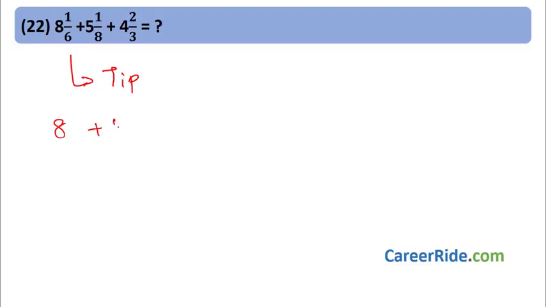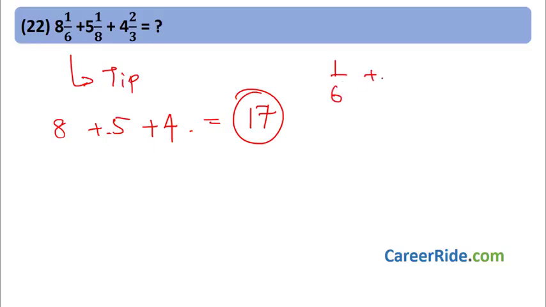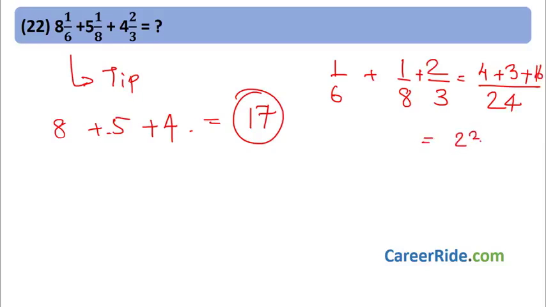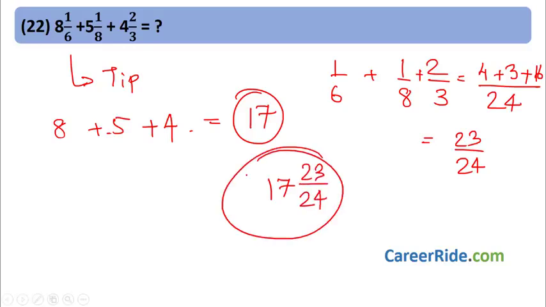Just take 8 plus 5 plus 4, that would be 13 plus 4 is 17. Then we will have 1 by 6 plus 1 by 8 and 2 by 3. What is the LCM? It is 24. For 8 and 6 it is 24. 24 is divisible by 3 also. 6 4s are, so 8 3s are, plus 3 into 8, 16. What you will get? 20, 23 upon 24. Answer is 17 23 by 24. See how easy it is.